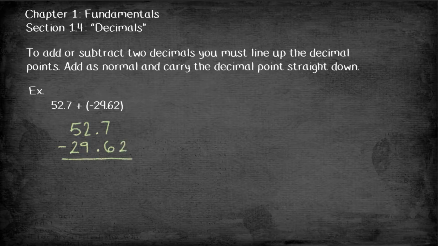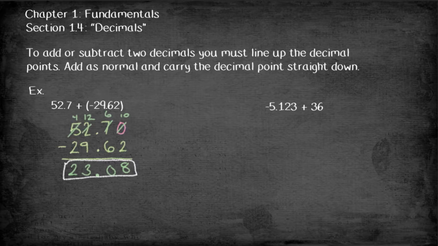Now, these two numbers don't have the same number of decimal digits, but there's a pretty easy fix for that. You can just add in a 0 when you don't have enough digits. And at the end, we carry the decimal point straight down. And since the larger absolute value is positive, this is our final answer.